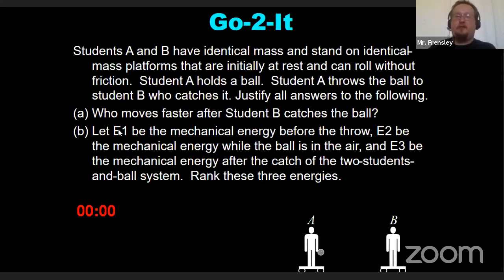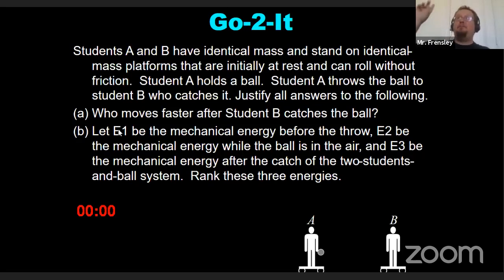First of all, mechanical energy is kinetic plus potential. Well, in this situation, the potential energies aren't changing. A and B and the ball all keep the same height, so I don't care about potential energy if it doesn't change. However, kinetic energy is definitely changing. So in my mind, mechanical energy is just kinetic energy. Energy 1 is the kinetic energy of everybody before the throw. That's 0. Energy 2 is the kinetic energy after the throw, and energy 3 is the kinetic energy after the catch. I know energy 1 is going to be the lowest because it's 0, nobody's moving.